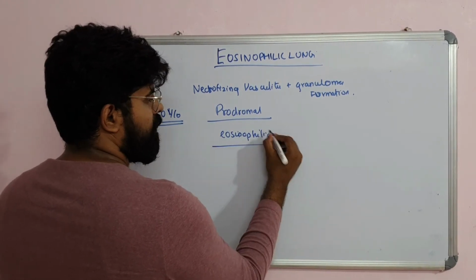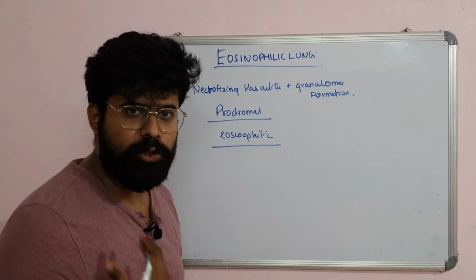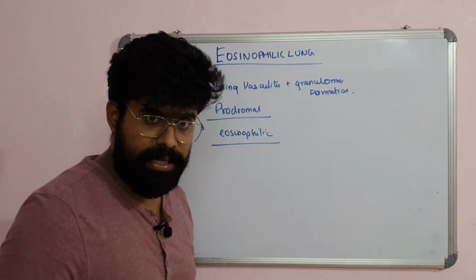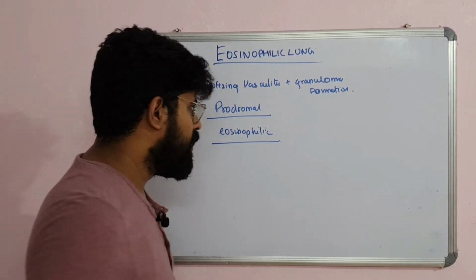Eosinophilic phase, where there will be peripheral eosinophilia, tissue eosinophilia, and eosinophilic infiltration of the liver, kidneys, intestine, and heart. This is the eosinophilic phase.